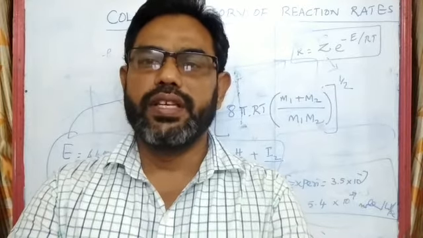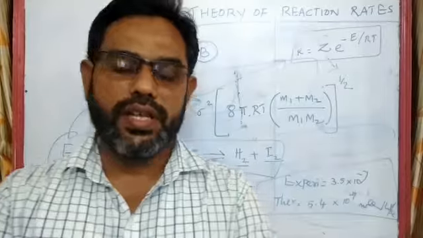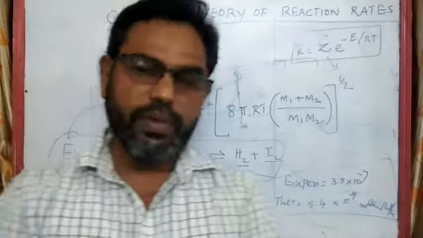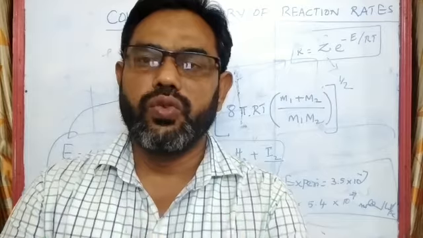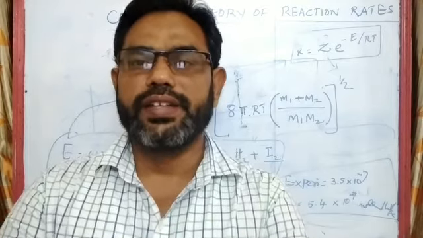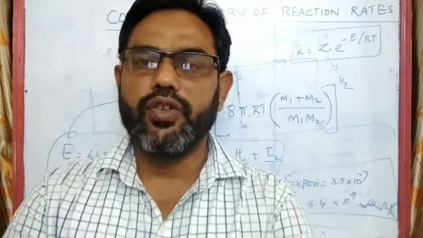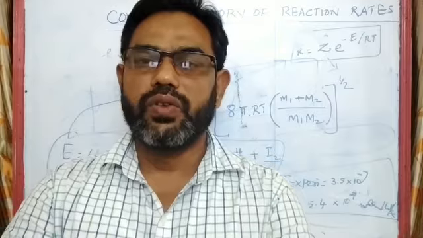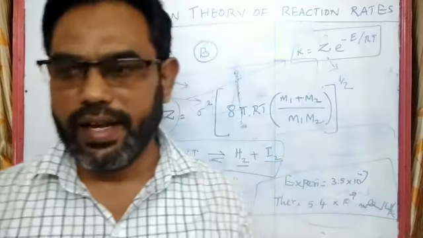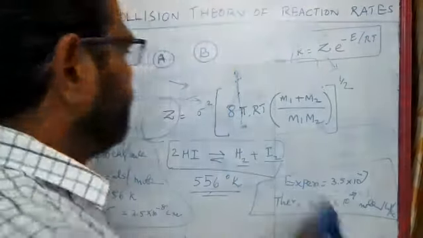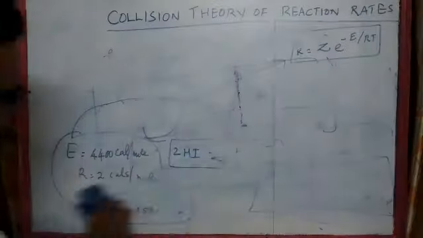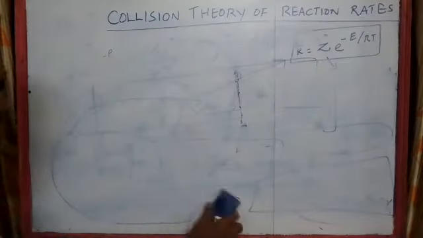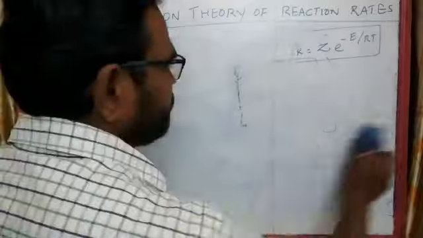So these are the failures of the collision theory, and because of this, the collision theory needs some corrections. So the collision theory needs to be modified. So what are the modifications done later? What are the corrections?